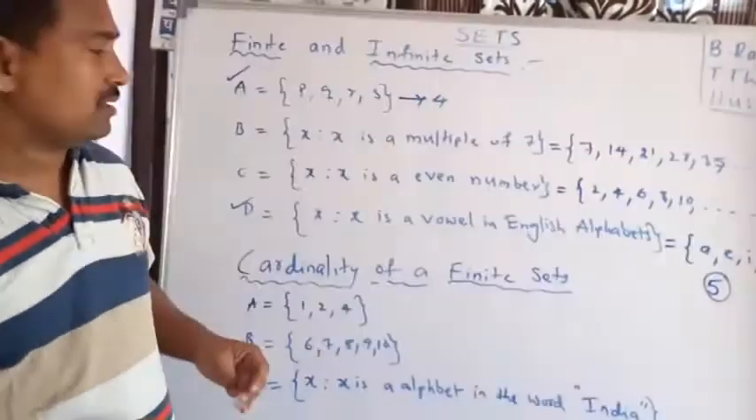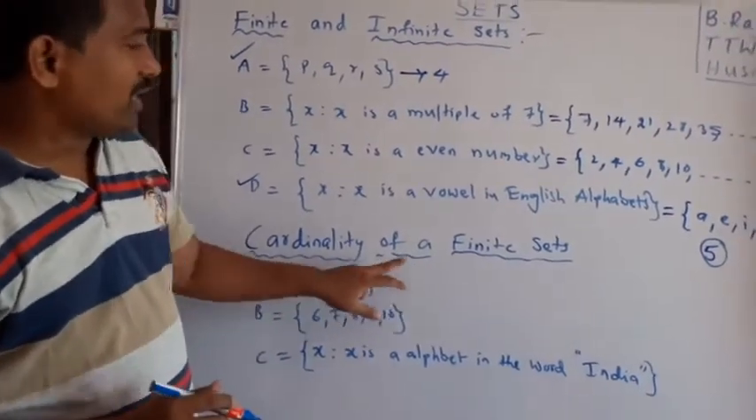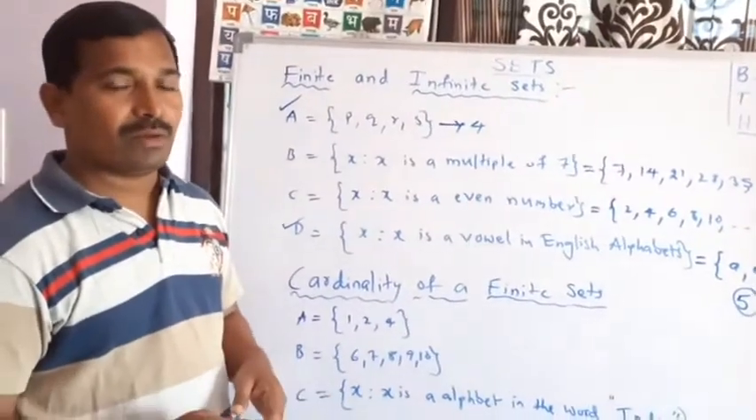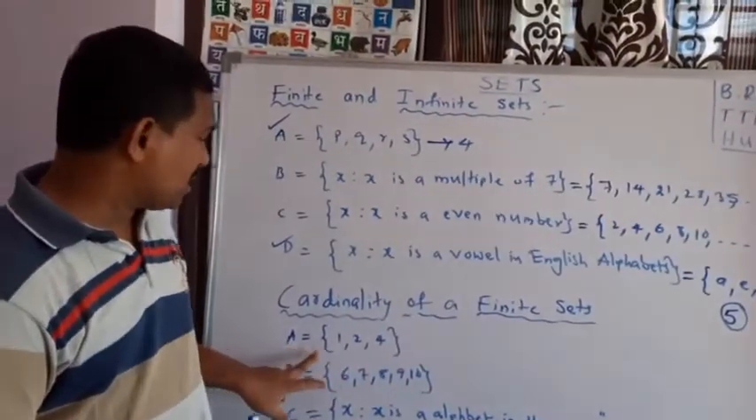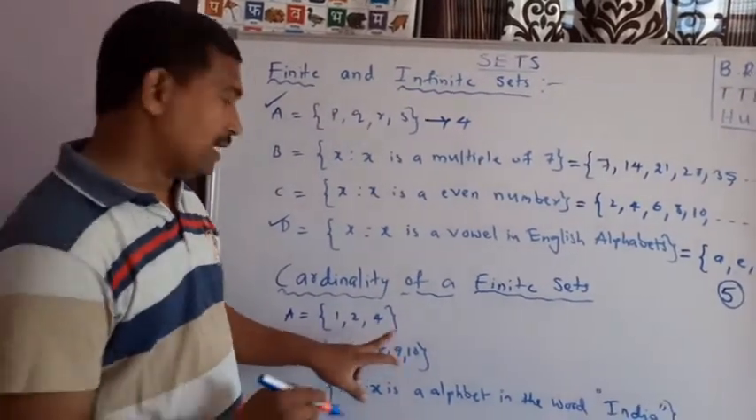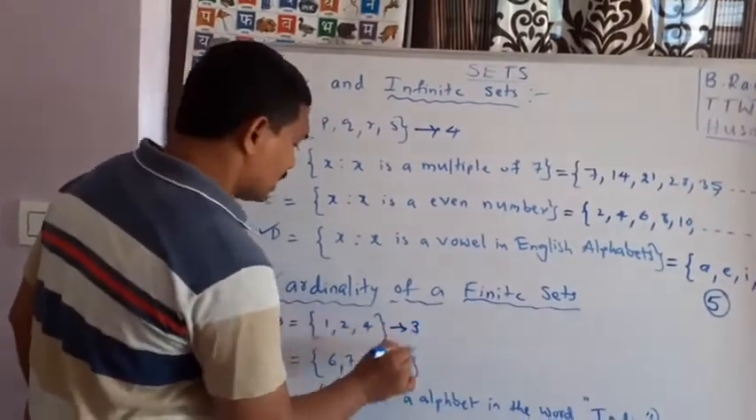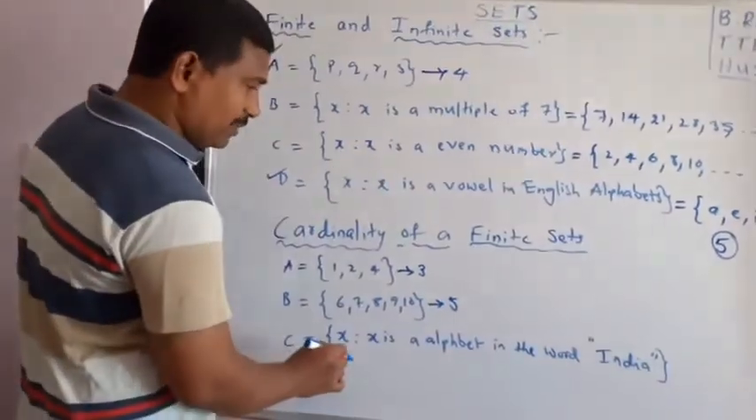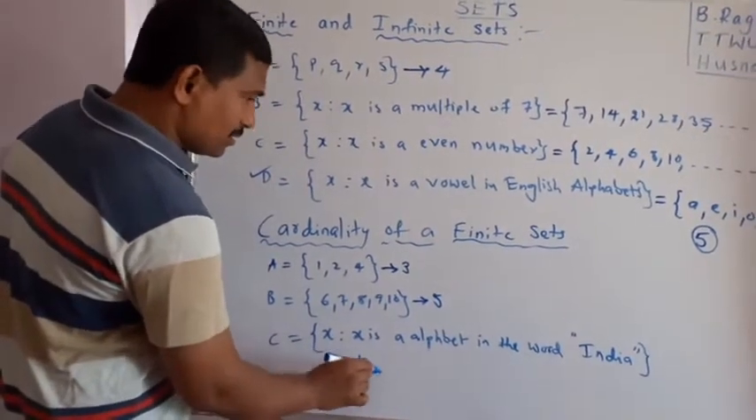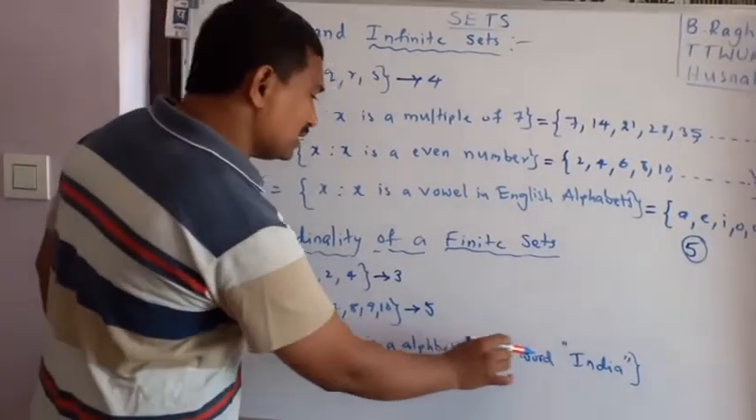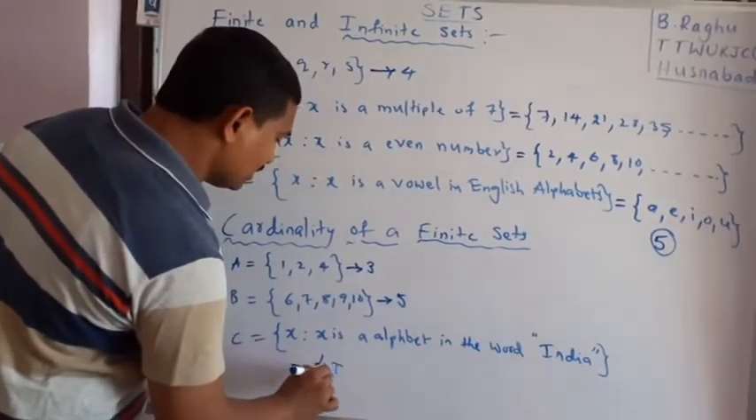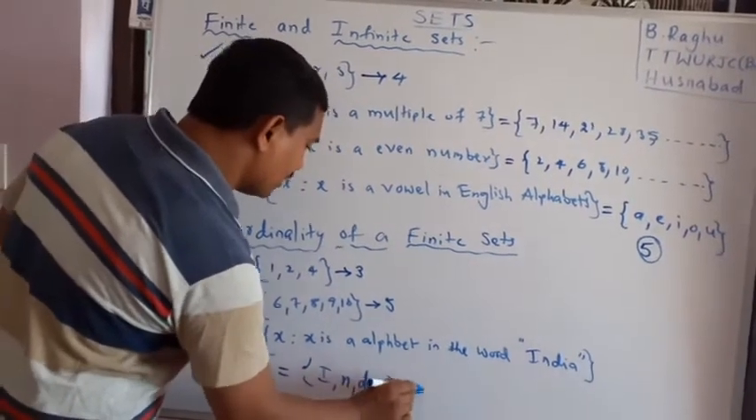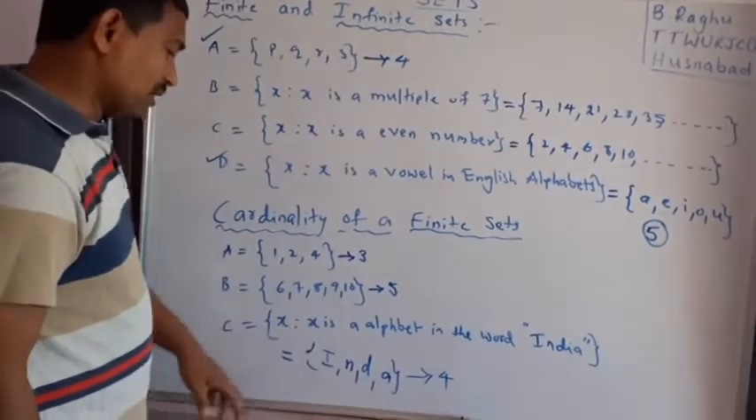Finite and infinite. Next, cardinality of a finite set. Cardinality means, for example, here in this set, how many elements are there? 3 elements. How many elements are there in this set? 5 elements. How many elements in this set? X is an alphabet in the word India. The letters are I, N, D, A. How many letters? 4 letters.